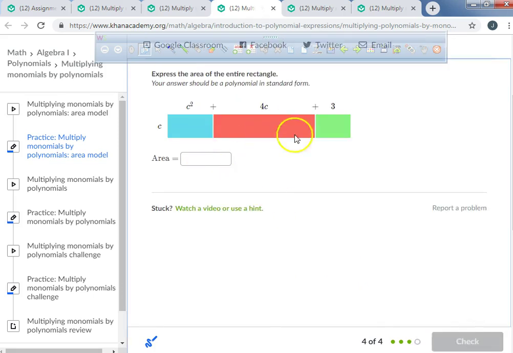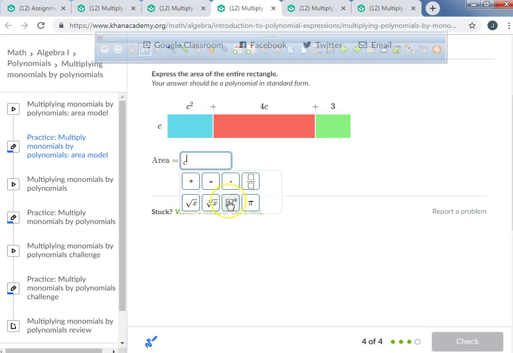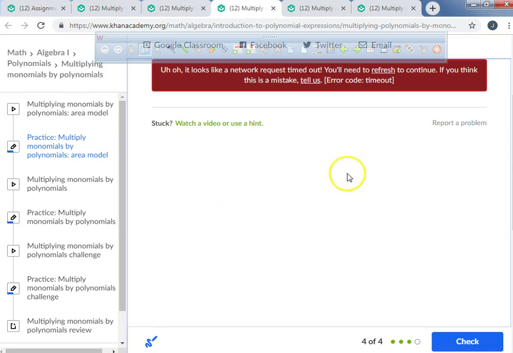So do you guys see how all these are going to be just a little bit different? What are we going to multiply to each of these? c times c squared. What is c times c squared? c cubed, right? What is c times 4c? 4c squared.